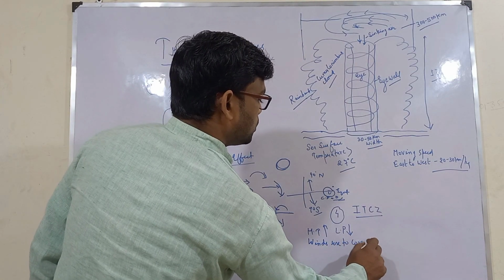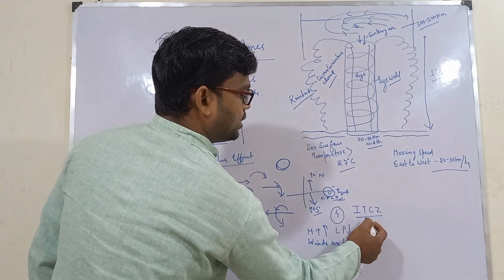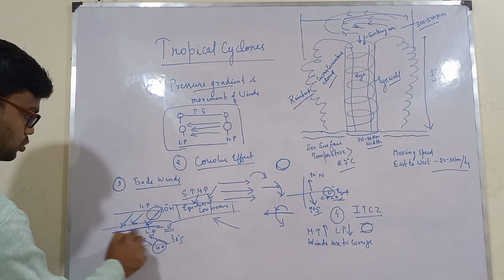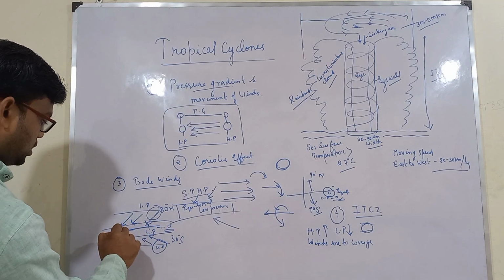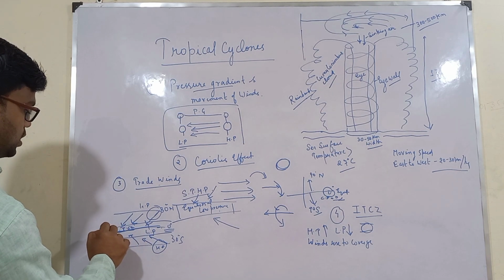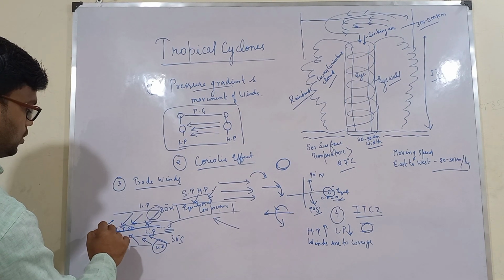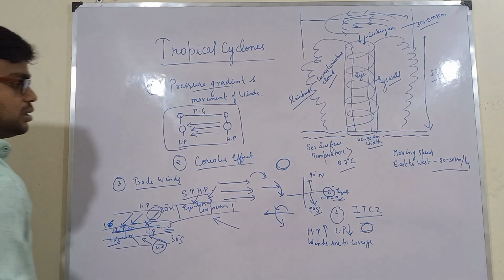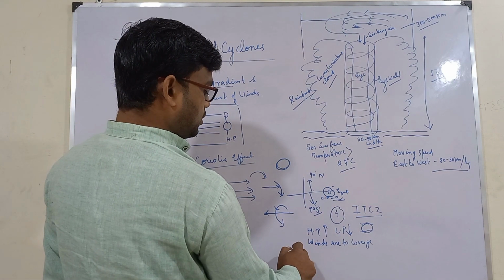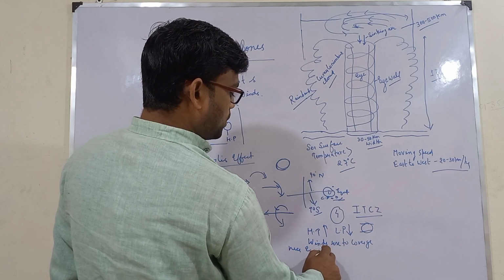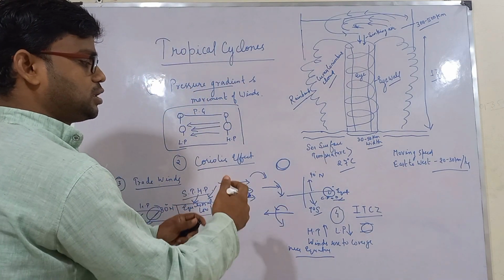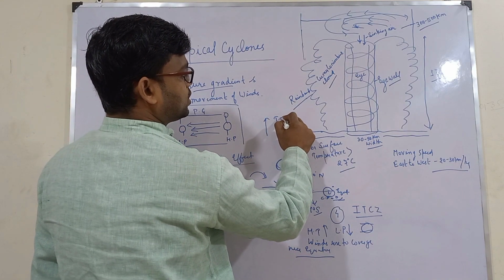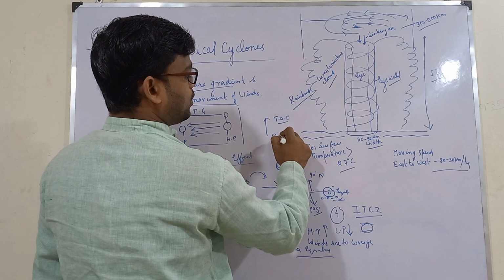So remember that this is not a particular line, it is actually a belt, which means it covers a particular region. For example, here this portion will be the ITCZ area, from 0 to say 5 degrees or 10 degrees north and 10 degrees south. This region will be ITCZ. Generally this ITCZ is near the equator, but it is not at a fixed place; it shifts northward till the Tropic of Cancer and southward till the Tropic of Capricorn.